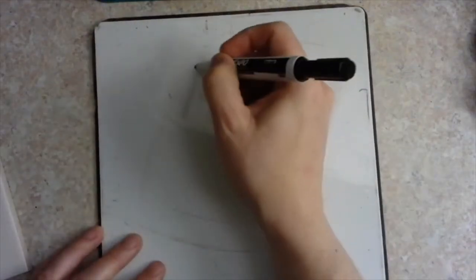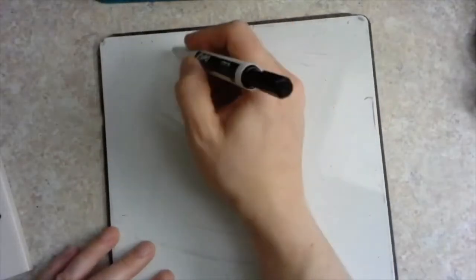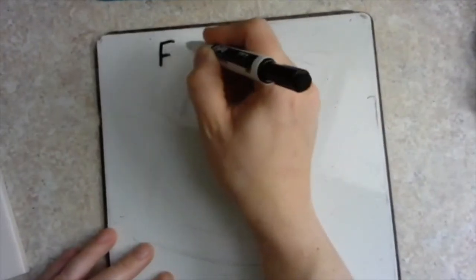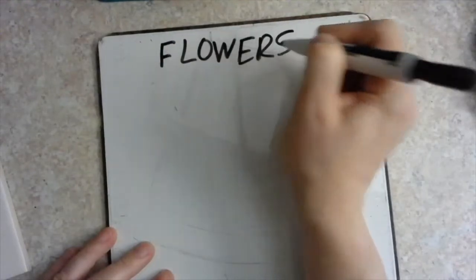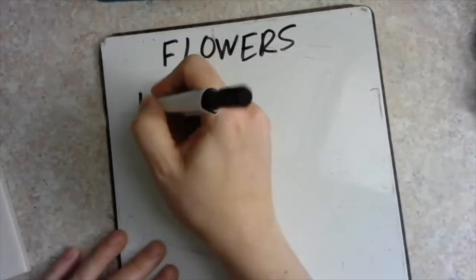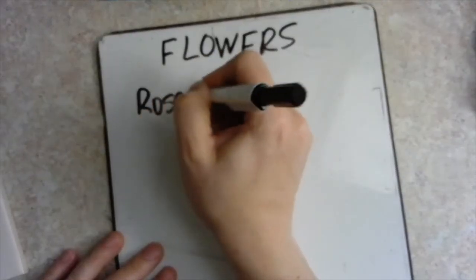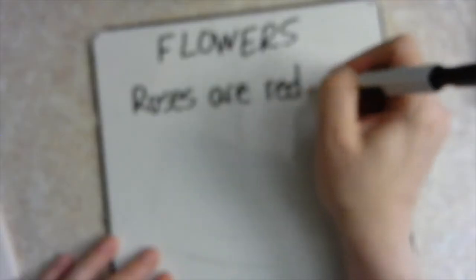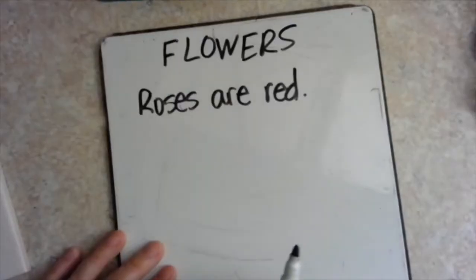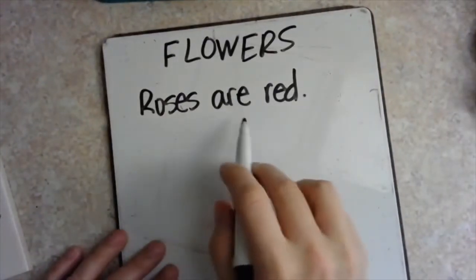There we go. Okay, so the roses was first. Okay, so well, what am I gonna? I'm gonna call my poem Flowers, I think. Flowers, all in capital letters right now. So, roses are red. Oop, that's kind of blurry. Sorry about that. Wait, roses are red.